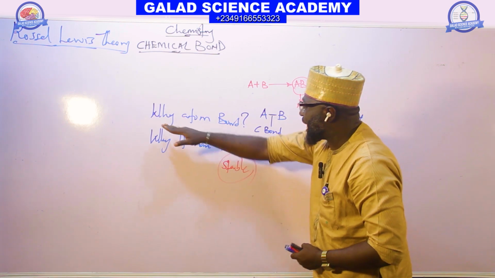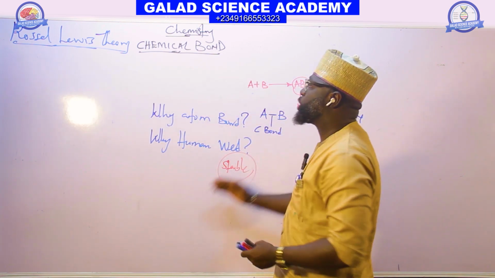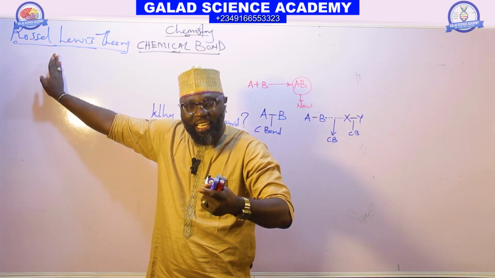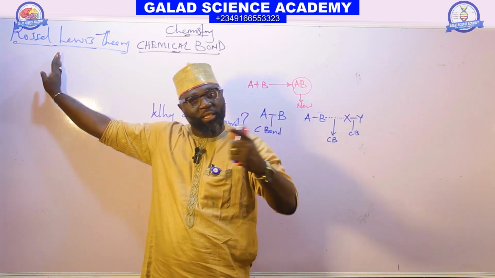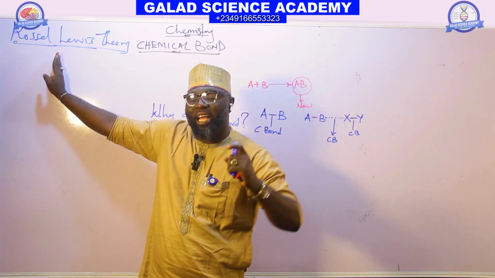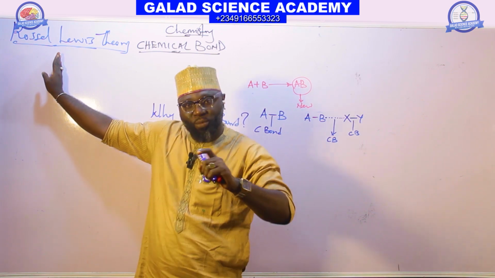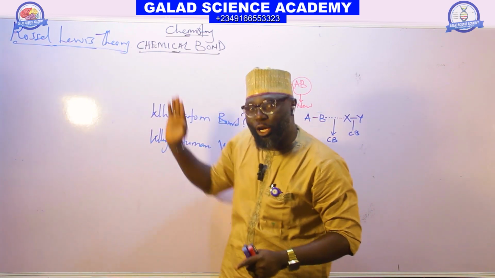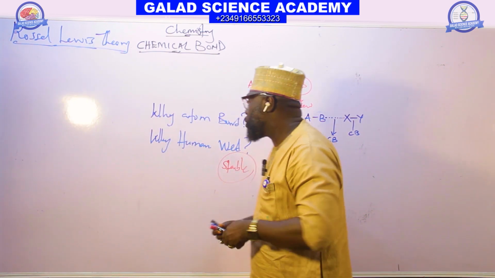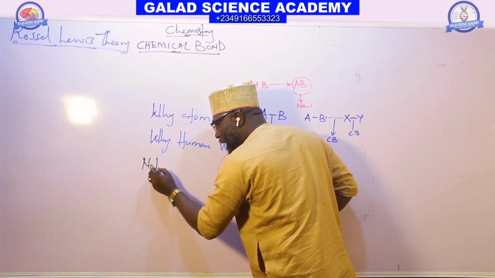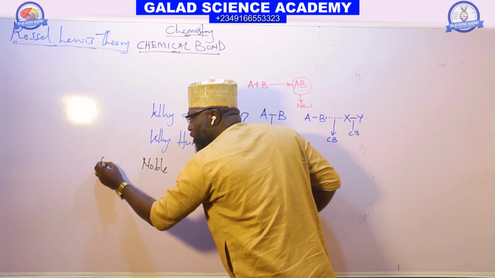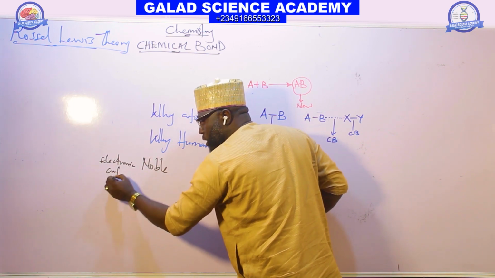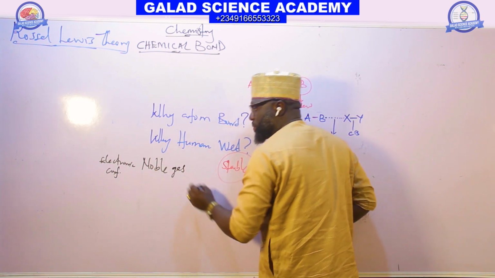So the person that gave the answer to why atoms bond is Kossel and Lewis. The theory states that atoms are involved in bonding in order to become stable, that is, to have the electronic configuration of a noble gas.